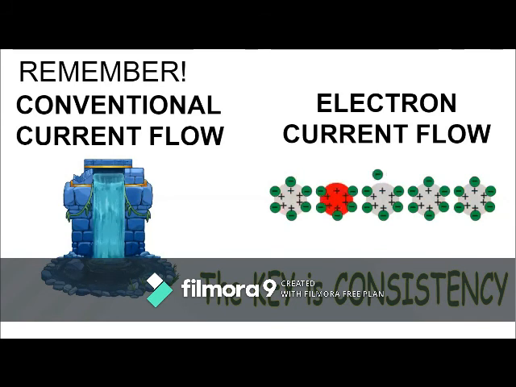You can just visualize a waterfall for conventional current flow, wherein the natural flow of water will be from a higher potential to a lower potential and eventually to the ground, which is the lowest potential. And for the electron current flow, as we remembered earlier, we use the law of attraction of charges. And again, the two are both right. They're not wrong. The only key here is consistency.